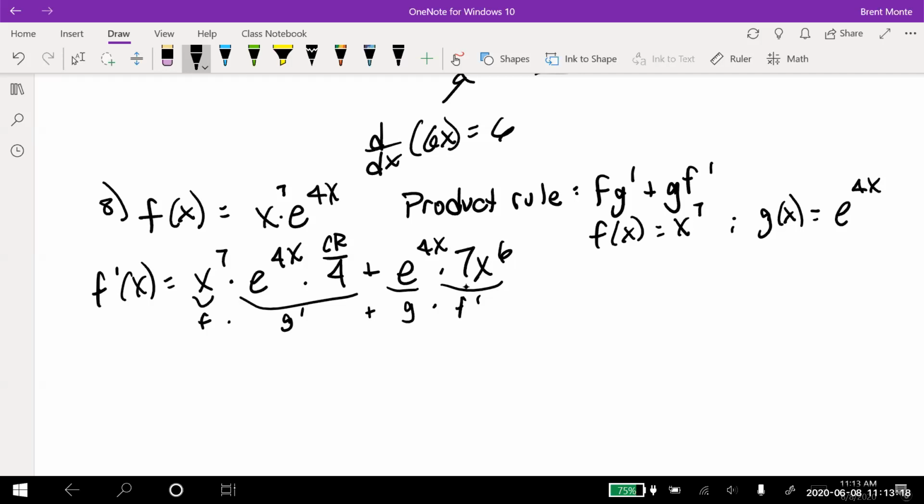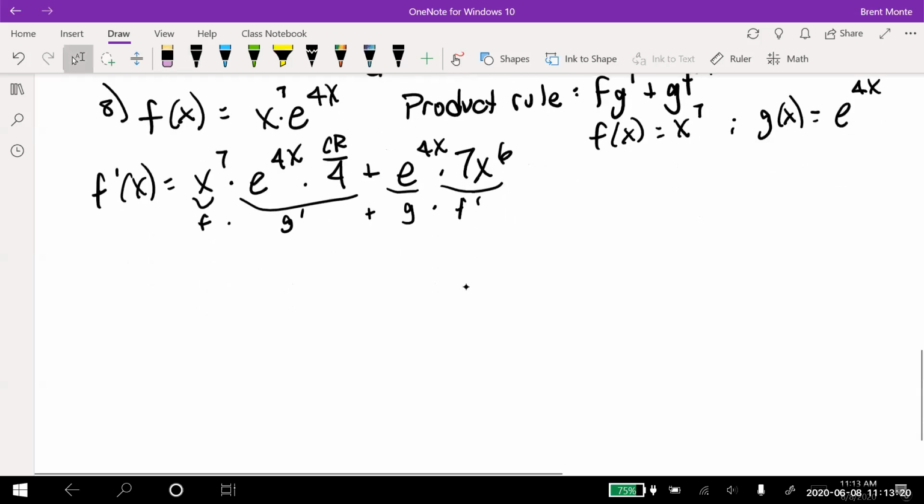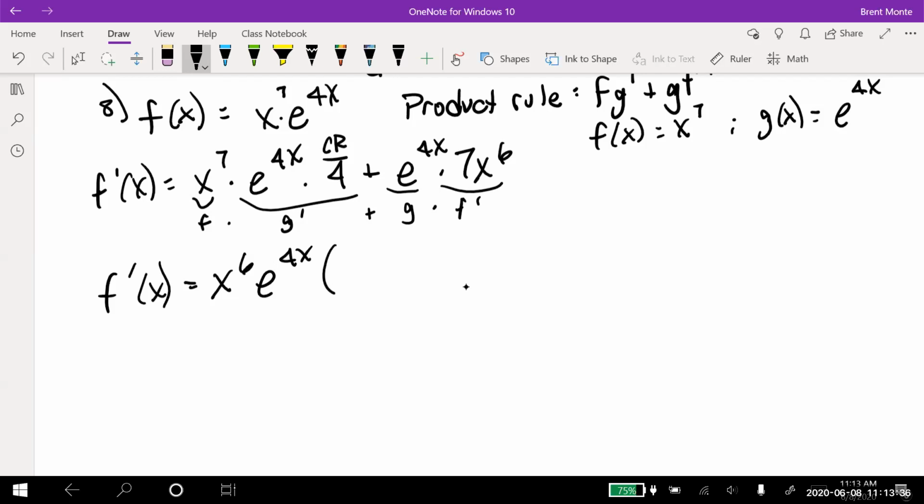And now usually what they're going to do is they're going to factor that out. Notice there's an e to the 4x in both of them. There's also an x to the 6th. So I can factor out that x to the 6th and the e to the 4x. What it's going to leave me with, there's still a 4 and another x in that first piece. And in the second piece, all that's left is the 7. So I just say plus 7. And there's my derivative.